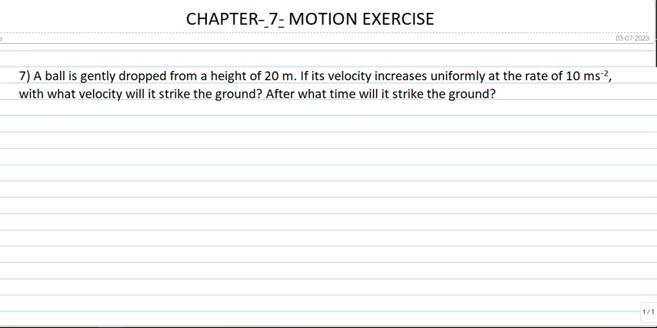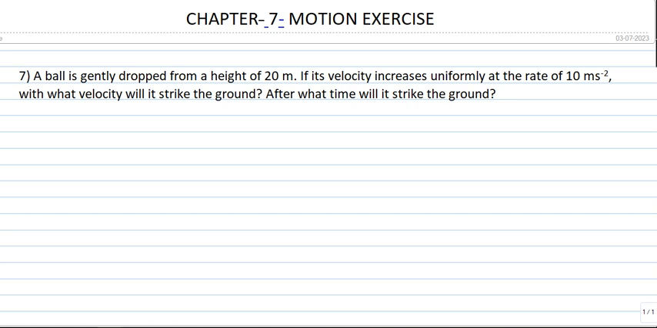The question reads, a ball is gently dropped from a height of 20 meters. If its velocity increases uniformly at the rate of 10 meter per second square, with what velocity will it strike the ground? After what time will it strike the ground? So we have two questions here. We have to find the final velocity v and the time it strikes the ground.